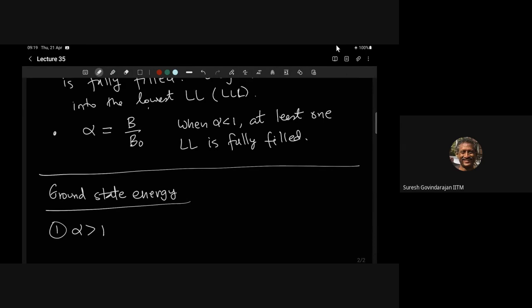Into n. And just remember that omega c was eB by m, so there is a B dependence. So this E0 is a function of B. Okay, good.